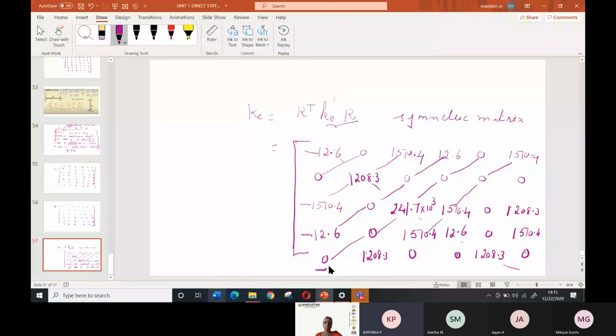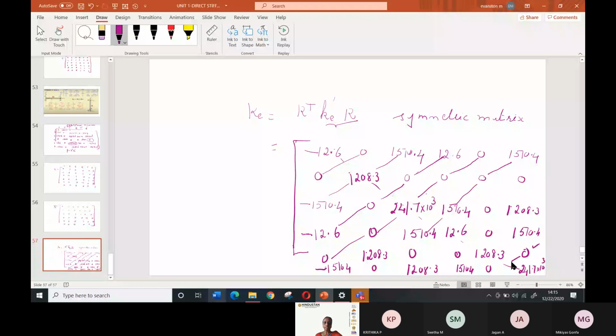1510.4. 0. Hello, tell me. 1208.3. Then 1510.4. 0. 241.7 into 10 to the power 3. So this is correct. This diagonal is correct.